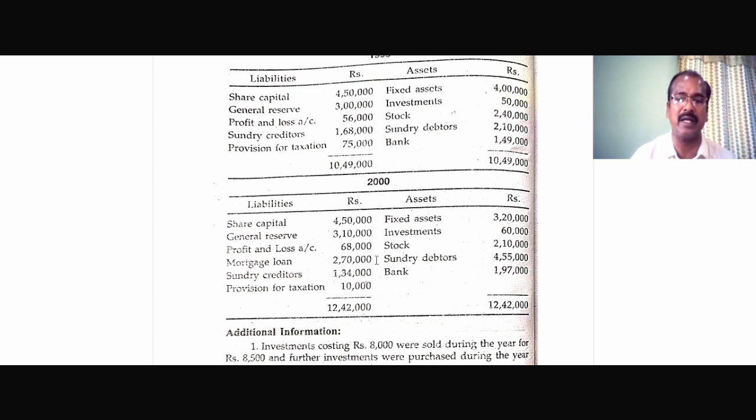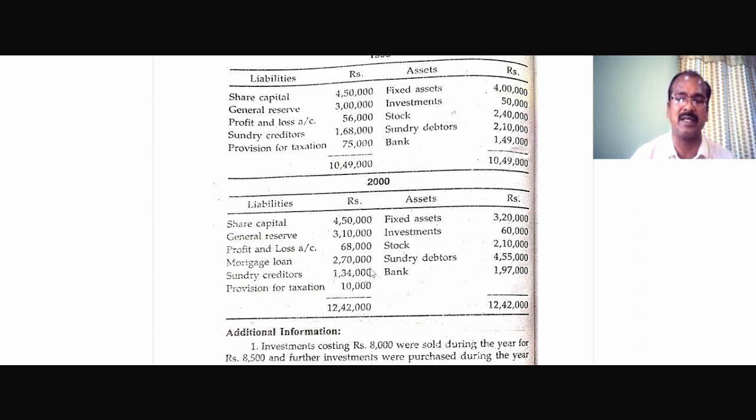Mortgage loan, a new item, a long-term liability is given, amounting to 2,70,000, which is a source of fund to be recorded in the funds flow statement. Last year there was no mortgage loan, only this year it is available. So the entire amount has been mobilized through the long-term liability, mortgage loan.